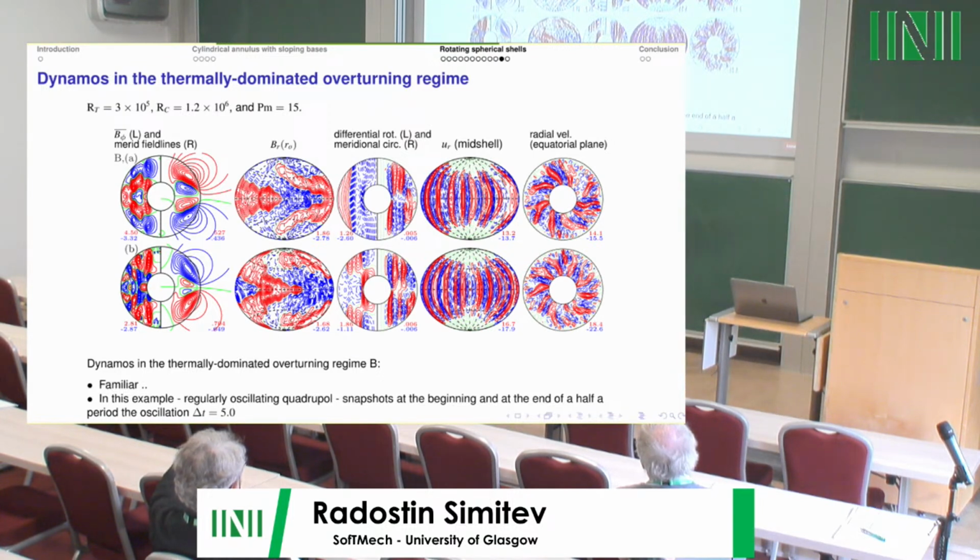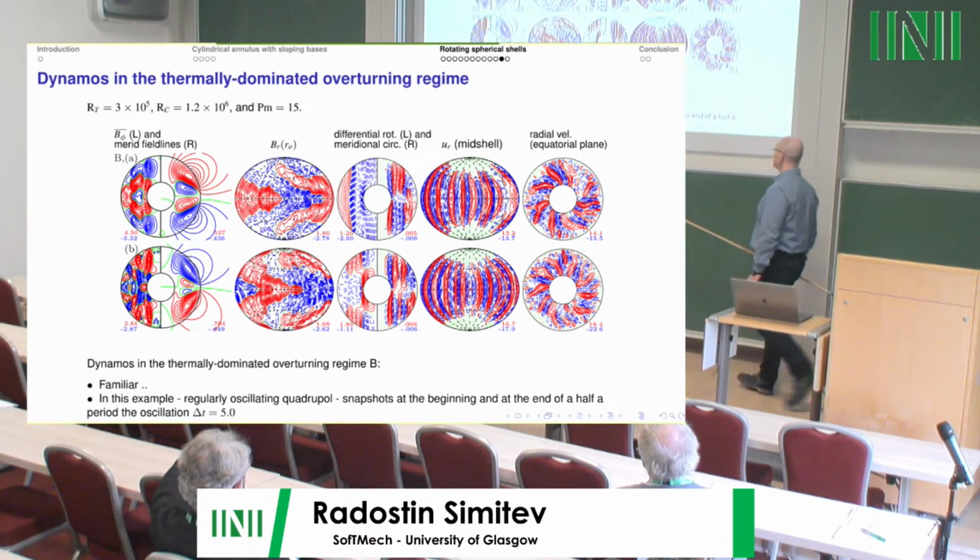In this example, at these particular values of the parameters, what we find is an example of a regularly oscillating quadrupolar solution. The two rows show two snapshots, at the beginning of a period of oscillation and at the middle of the period of oscillation. That is why the polarity of the magnetic field is reversed. So we have here the red spot on top and here the blue spot. Otherwise, the patterns between that picture and that picture look very similar.